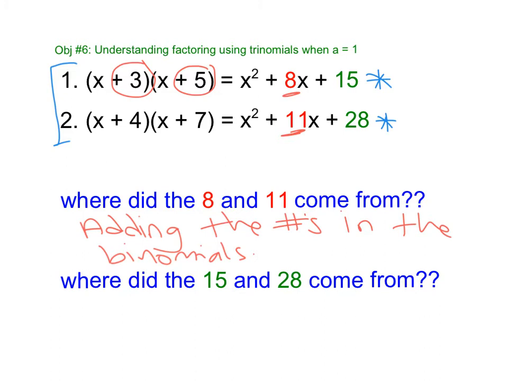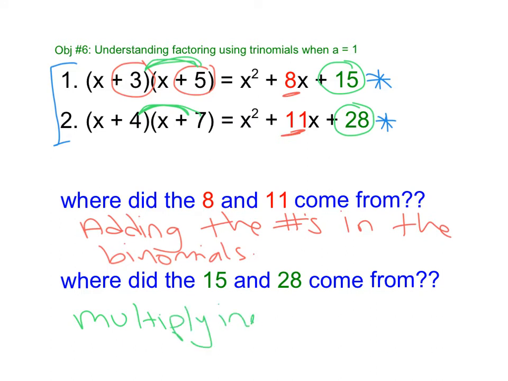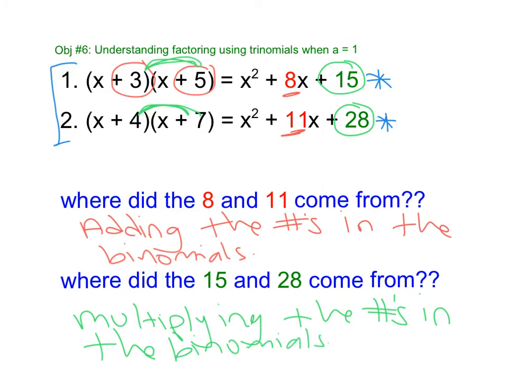As opposed to, where did the 15 and the 28? Where does this 28 come from? Where did that 15 come from? That came from multiplying. The two numbers in the binomials were multiplying. So we're going to use those two facts so that we can go backwards.